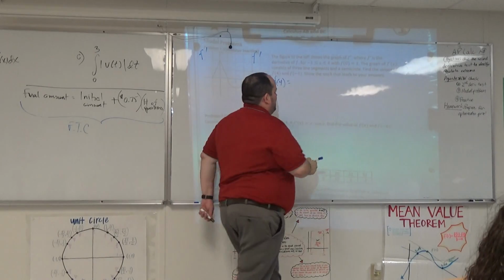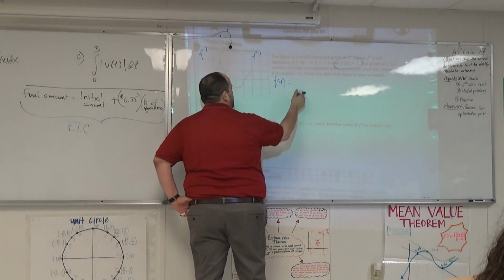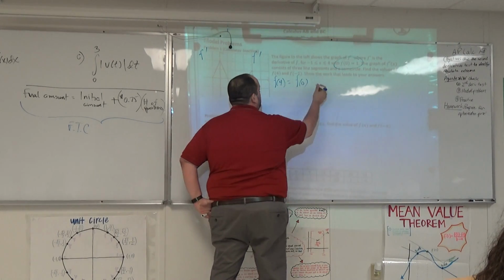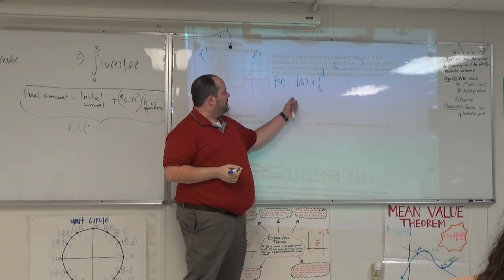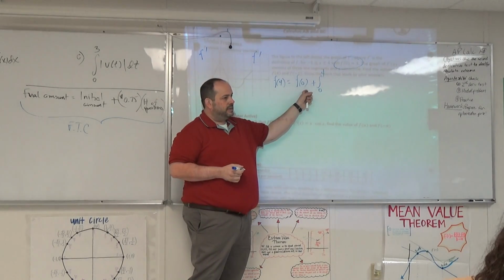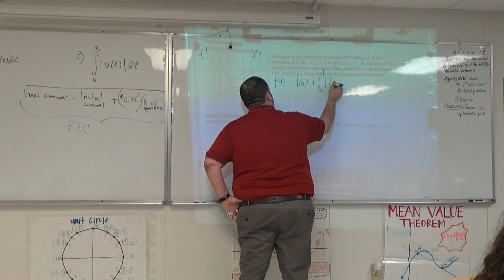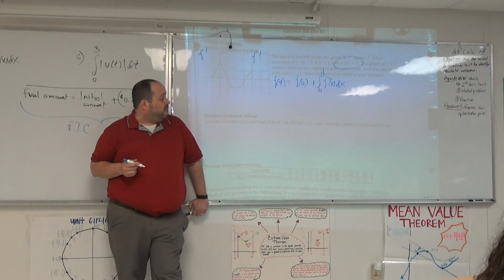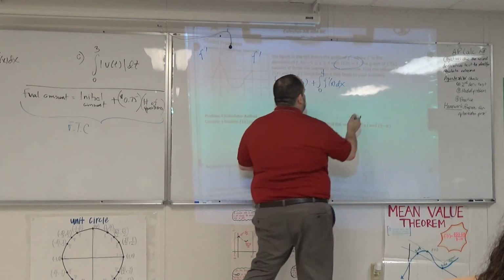So they gave me one thing. They told me f of 0 is 1, right? So f of 4 is equal to f of 0. Don't stop there though. Plus the integral from 0 to 4. This is the value of the function at the end. This is the value of the function at the beginning, plus that total change. The change is represented by f prime of x dx. F of 4 is equal to f of 0 plus the integral from 0 to 4 f prime of x dx.